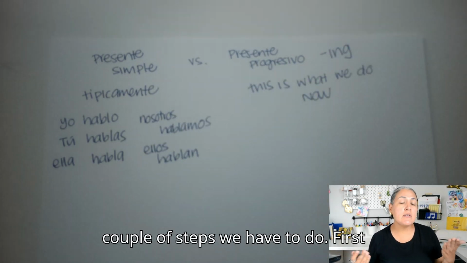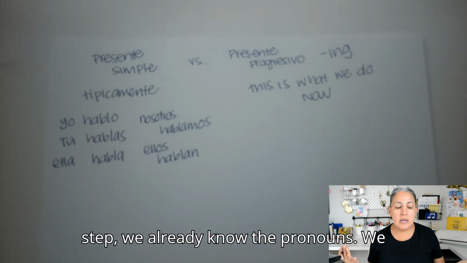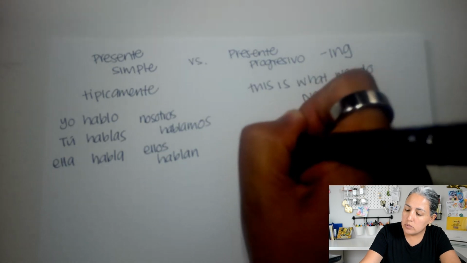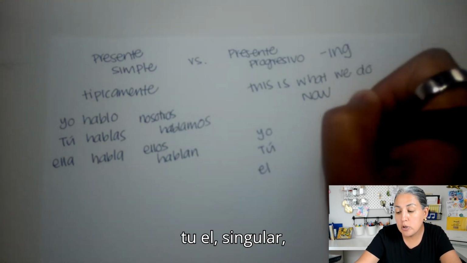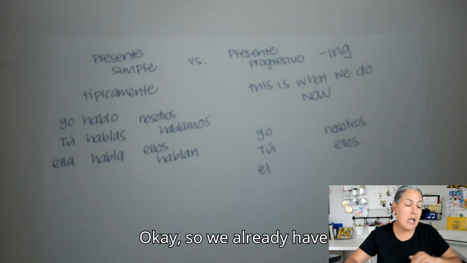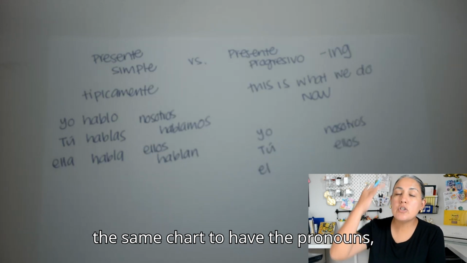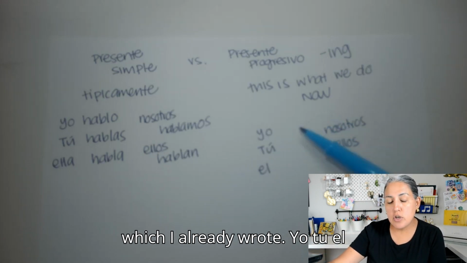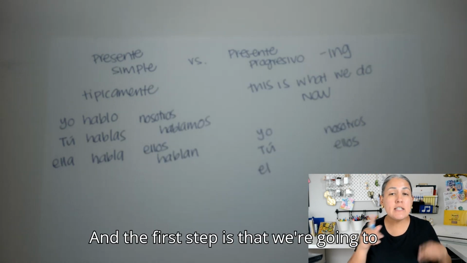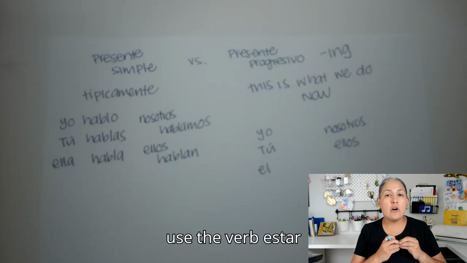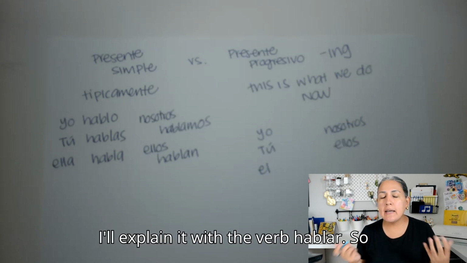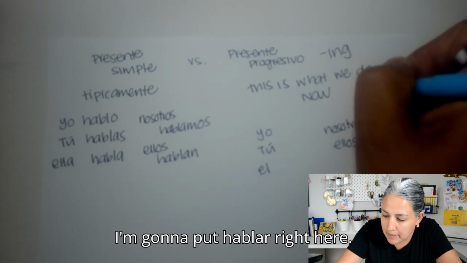Okay, so there's a couple of steps we have to do. First step, we already know the pronouns. We have the same chart. Yo, tú, él, singular, plural. Nosotros, ellos. Okay, so we already have the same chart to have the pronouns, which I already wrote. Yo, tú, él, ella, nosotros, and ellos. And the first step is that we're going to use the verb estar and then do something else to the verb. I'll explain it with the verb hablar. So I'm going to put hablar right here.